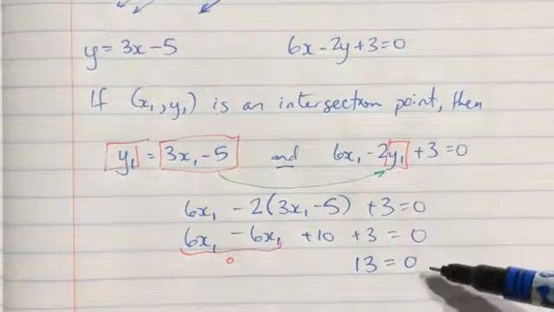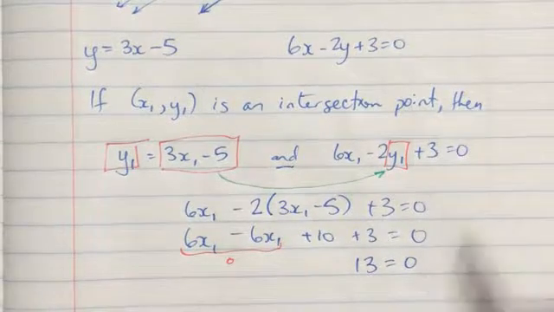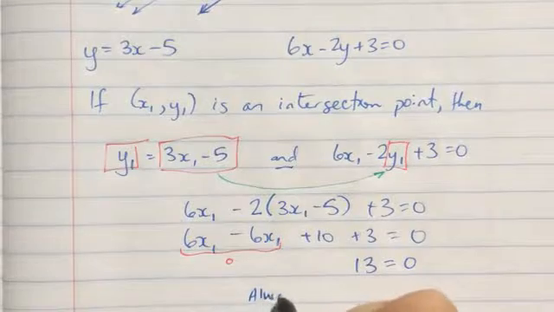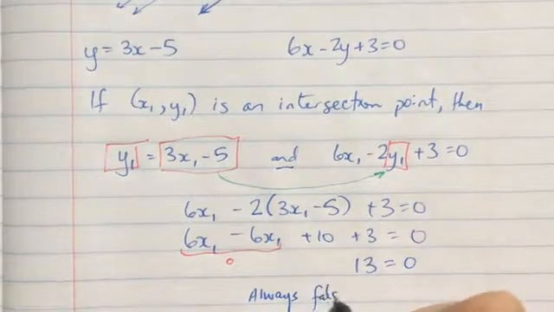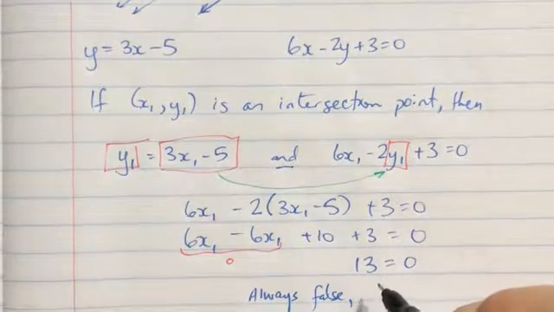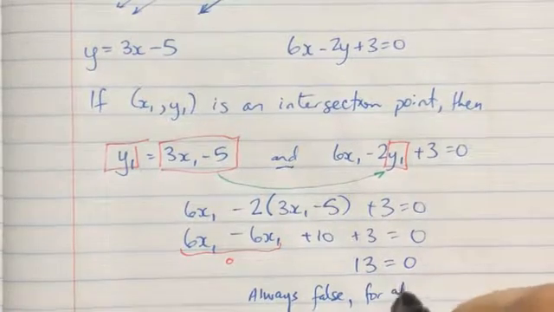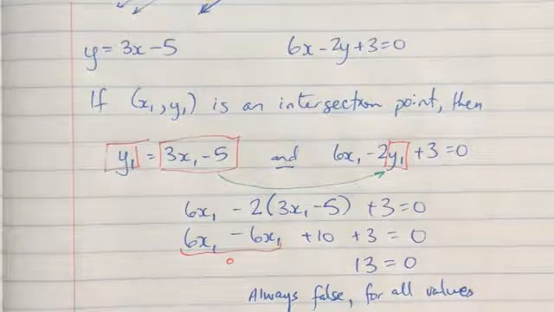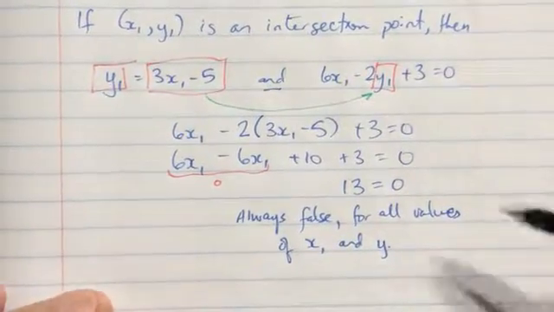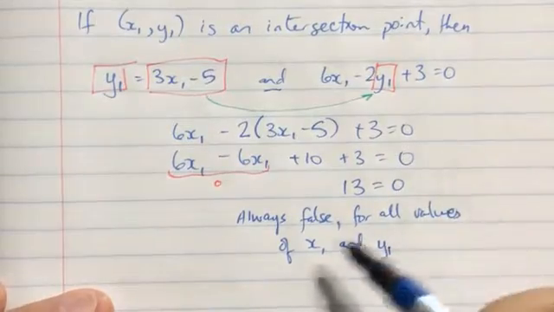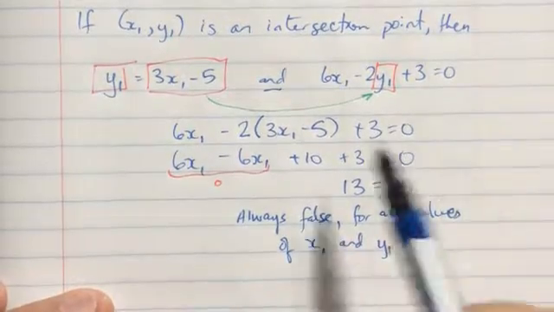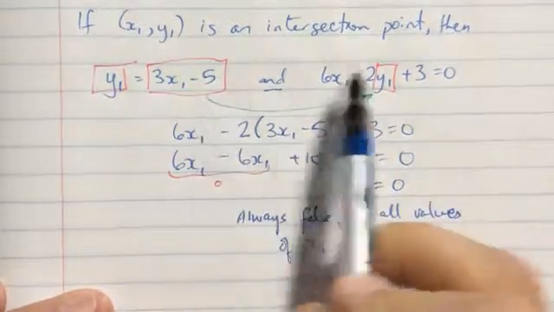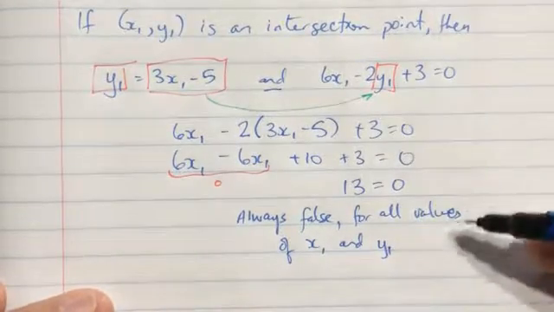Well, hold on just a second. That is not true. That is always false. And it's for all values of x1 and y1. It doesn't matter which values you try for x1, you'll never get a corresponding y1 that gives you a point on both lines.